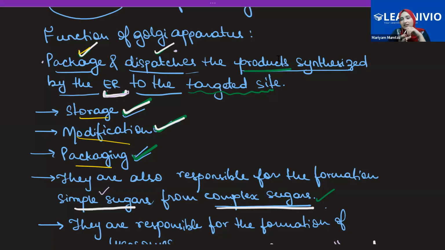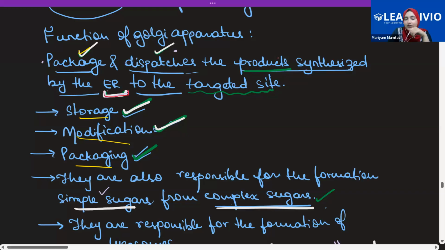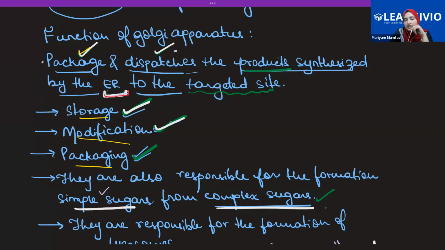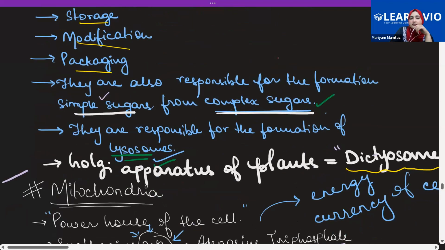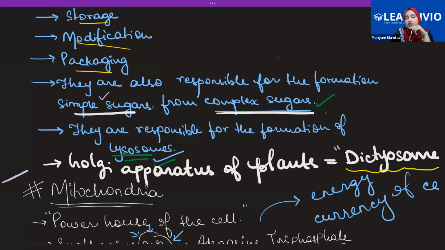So imagine the Golgi apparatus like a delivery center, like the Amazon delivery centers. They put stuff in a box and then send it to the correct address. So the packaging and the dispatching of the products that are synthesized by the endoplasmic reticulum go to the targeted site, to wherever it is required. There the Golgi apparatus will be functioning. Other than that, it is responsible for storage, for modification, for different kinds of packaging, and for the formation of simple sugars from the complex sugars.